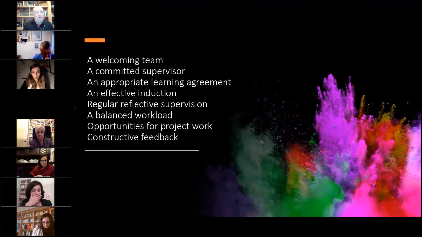Perhaps the worst thing that can happen for a student is to think they're doing okay, to think that they're going to pass the placement and proceed to the next stage of their course, only to be told towards the end of their placement that that's not the case, that they haven't met the learning outcomes for the placement, that the level of their practice has not been sufficiently good, and so on.